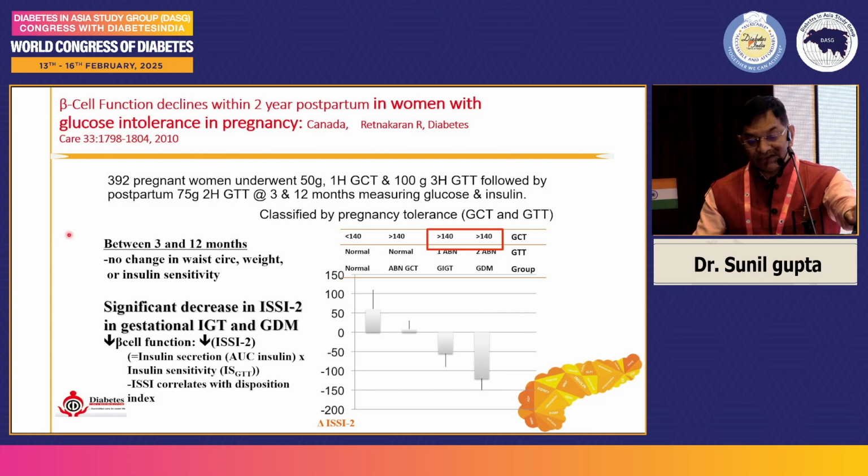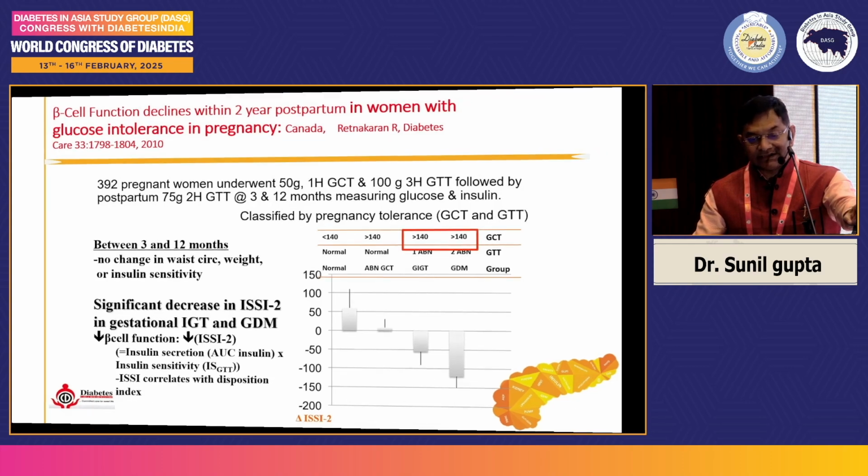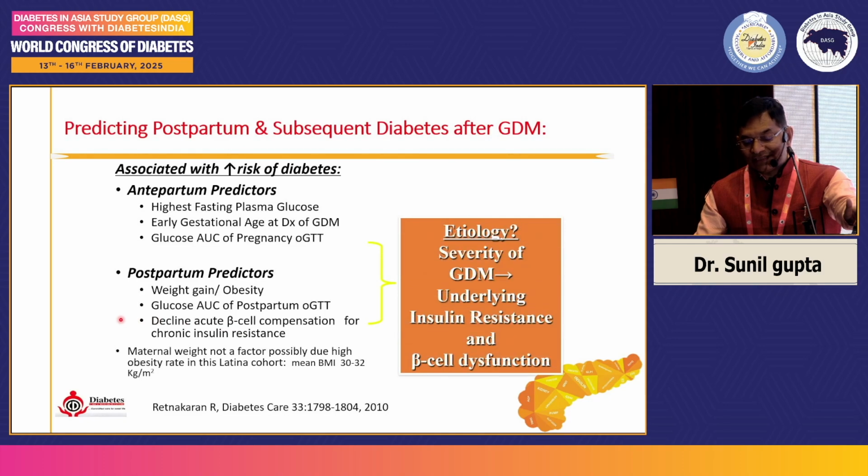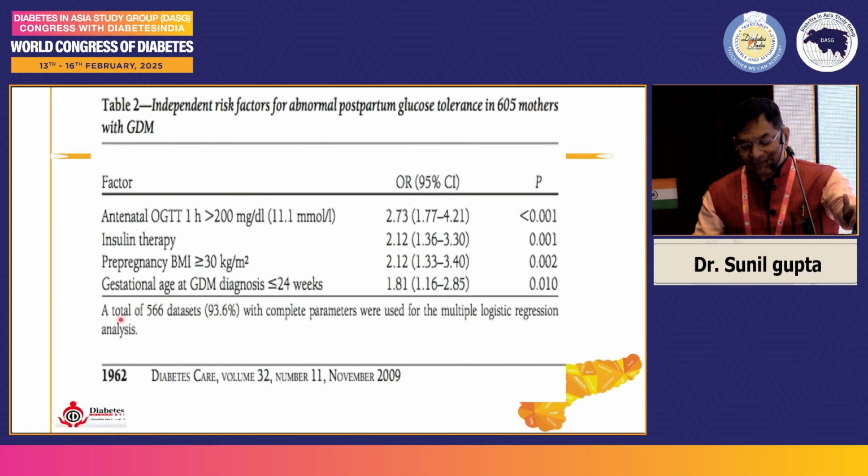But within 2 years, there is deterioration in the beta cell function. And what are the risk factors? You have antepartum fasting hyperglycemia, early gestational age, postpartum weight gain, decline in the postpartum OGTT, all of them actually determine the chances of predicting postpartum diabetes, and these are the risk factors.